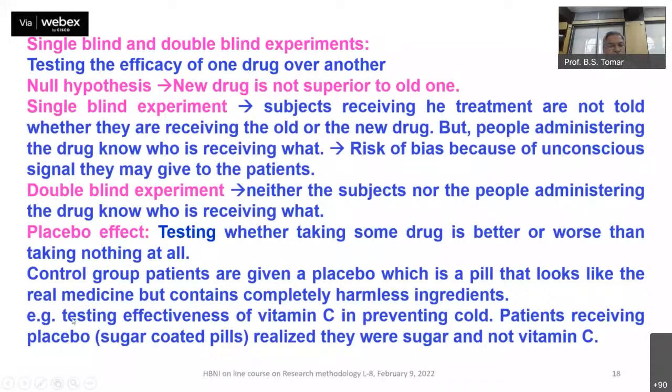And what happens in the particular case of testing the effectiveness of vitamin C in preventing colds is that this can also introduce bias. The patients receiving the placebo were given sugar coated pills, and when they started chewing these pills, they realized it is sugar. So they came to know that they were not receiving vitamin C, but the placebo. So this is also a kind of bias that can arise even with the placebo effect.